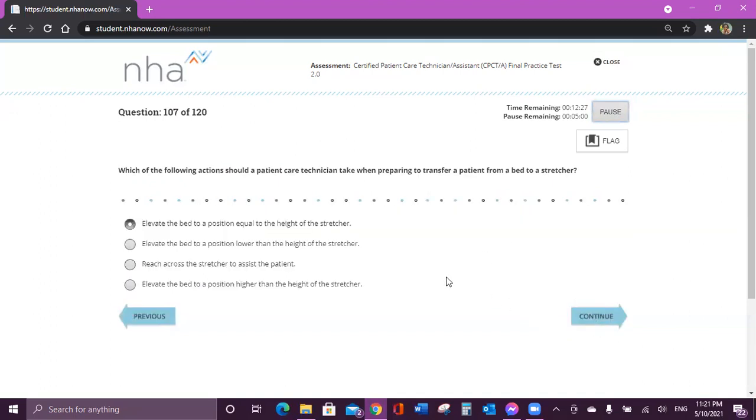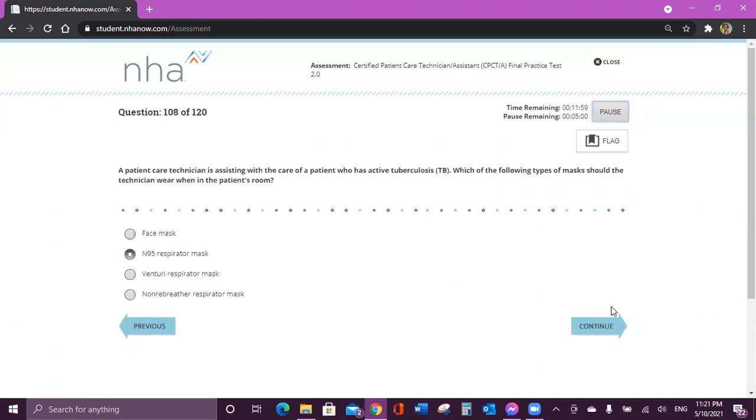Which of the following actions should a patient care technician take when preparing to transfer a patient from bed to the stretcher? Elevate the bed to a position equal to the height of the stretcher. Mhm. Okay.